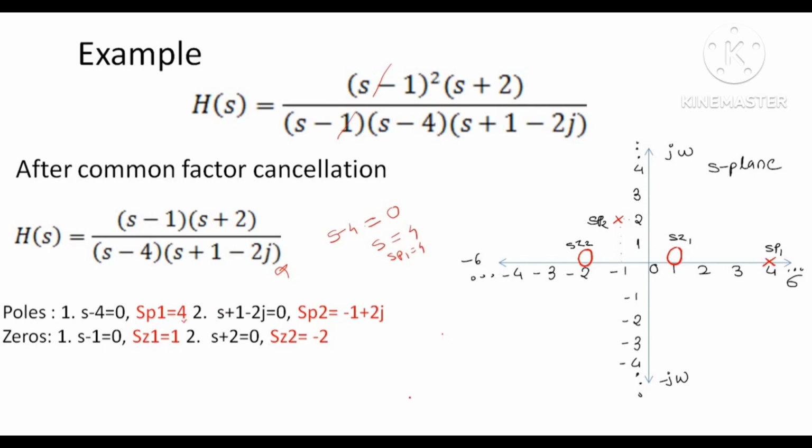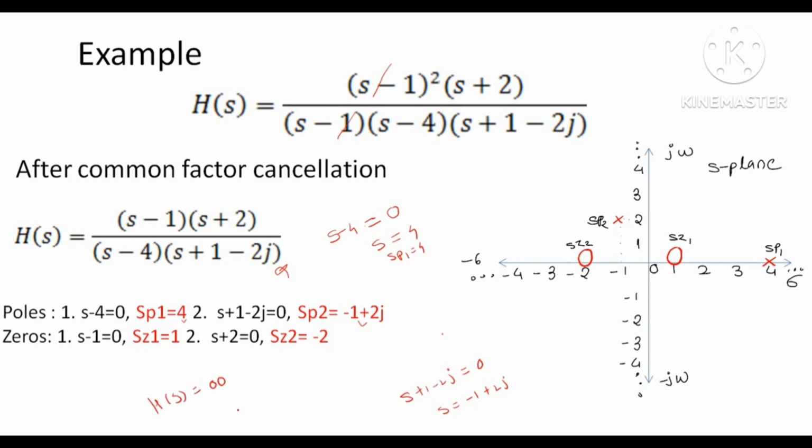Second, s plus 1 minus 2j equal to 0. Again, second equation, so you are going to equate it to 0, then only you will get the roots. So s is equal to minus 1 plus 2j. So this is your second pole. So the first thing is clear that poles are roots of the denominator, and poles will make H(s) equal to infinity.